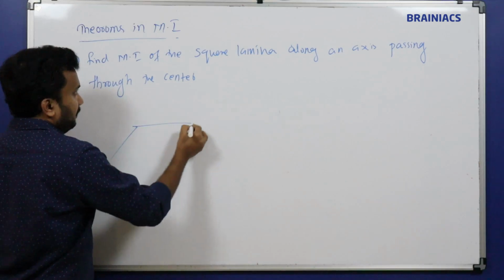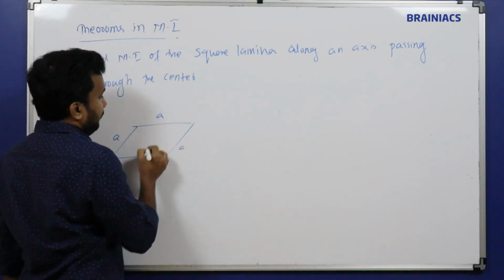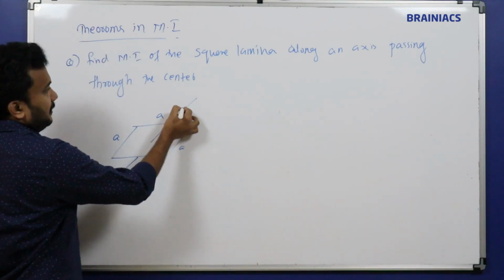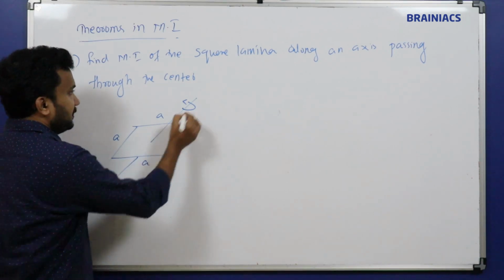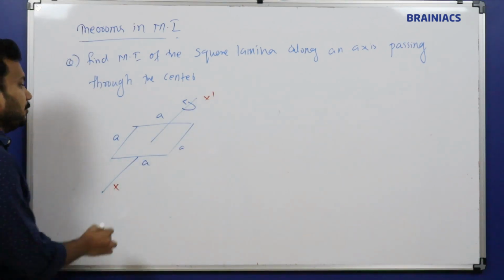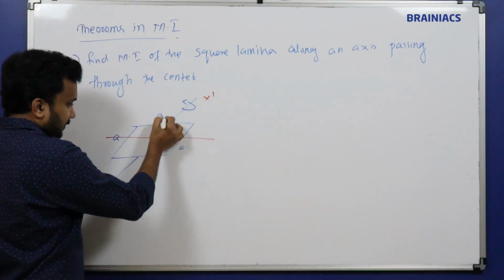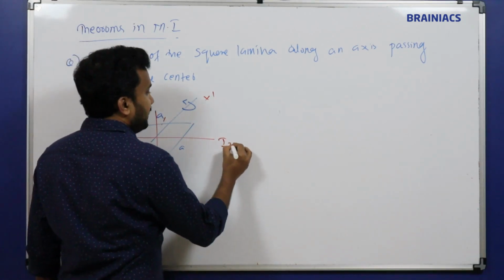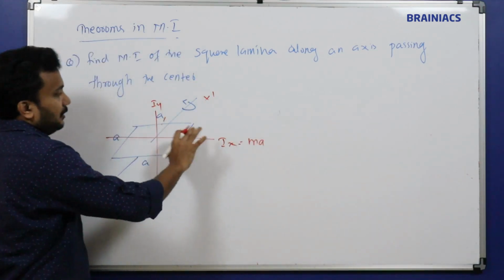We have a square lamina of side A length, and we have an axis like this which is passing through the center, and this is an axis of rotation. So for this axis we want to find out the moment of inertia. Let me consider this as x dash. But we know the moment of inertia of two axes, one passing like this and another axis passing here. These two moments of inertia we know. This is called Ix and this is called Iy. Both values we know.